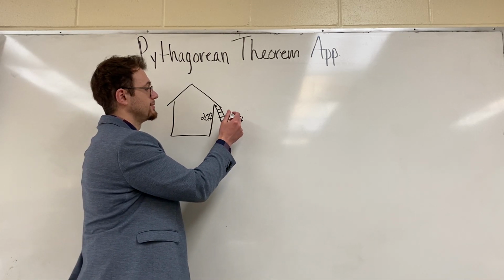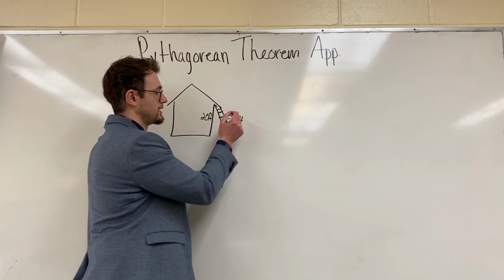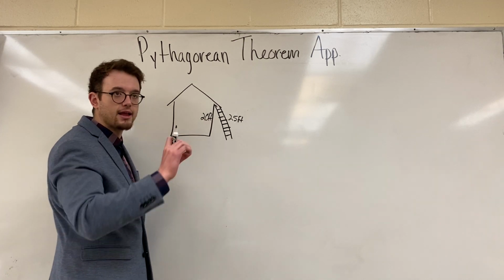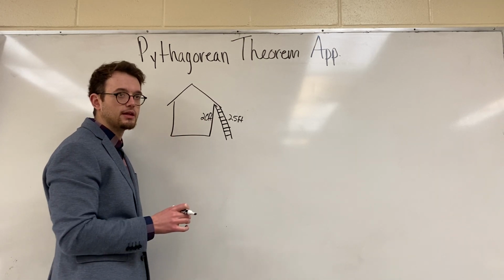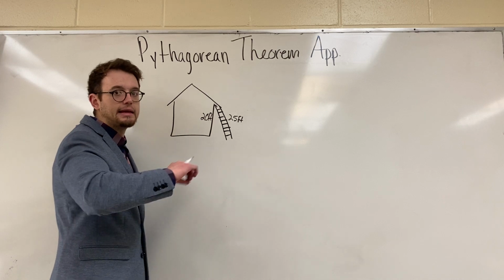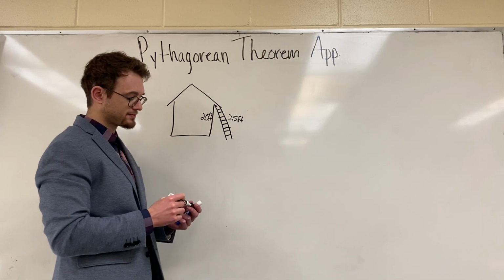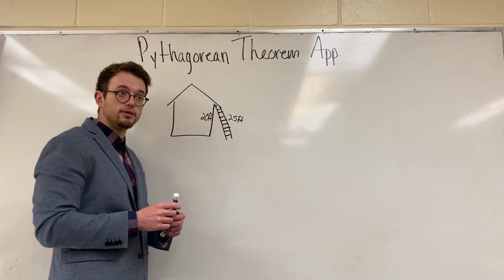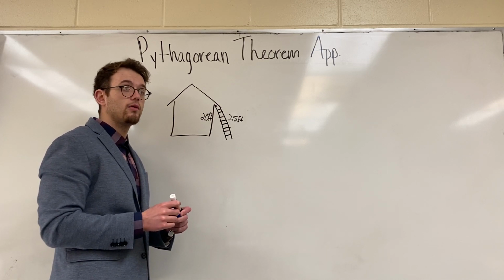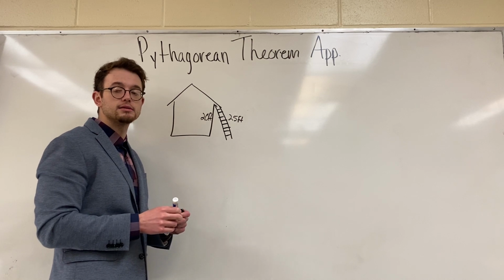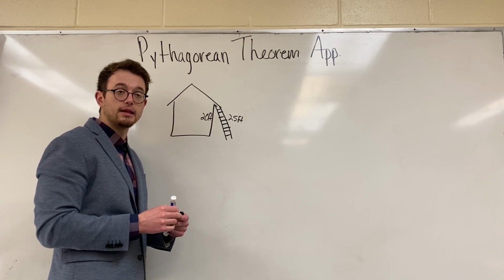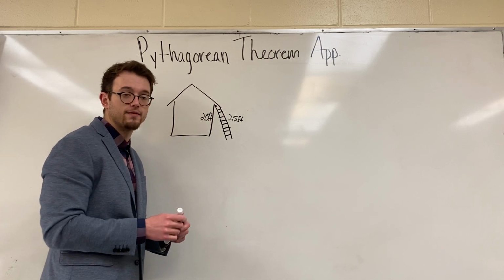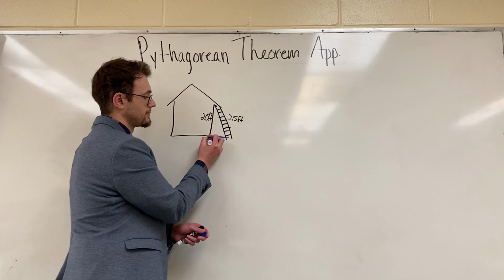So let's make it 25 feet. All right. So the story problem has said so far, you have a house that's 20 feet and a ladder leaning on that house that is 25 feet. And then the story problem will ask you, how far away is the ladder from the bottom of the house? So that's this piece down here.